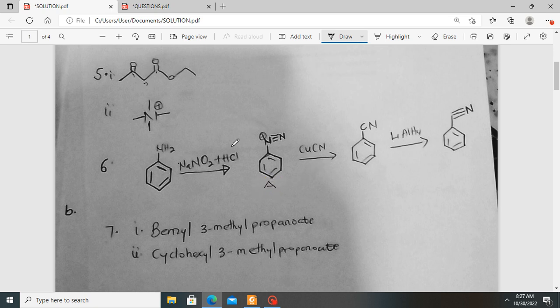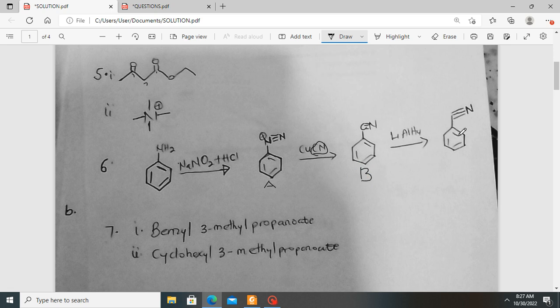Diazonium is not stable. When it is treated with copper cyanide, the cyanide ion will replace the dinitrogen to form a benzonitrile. So this is a benzonitrile. When a benzonitrile is reduced with lithium aluminum hydride, here it has 3 double bonds in there. So this is A, this is B, and the C.